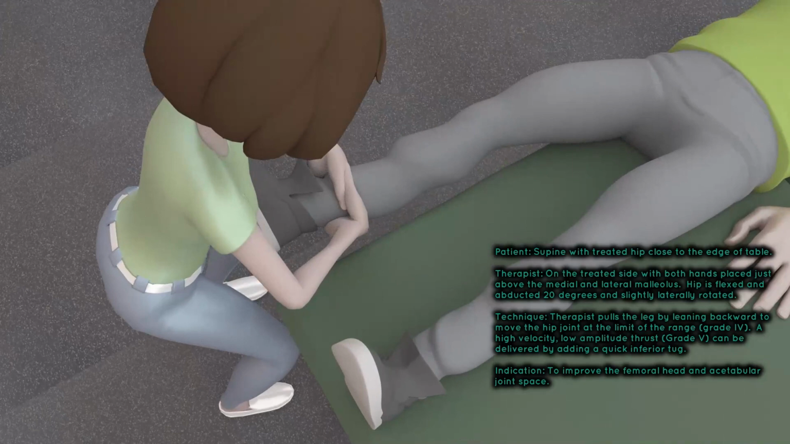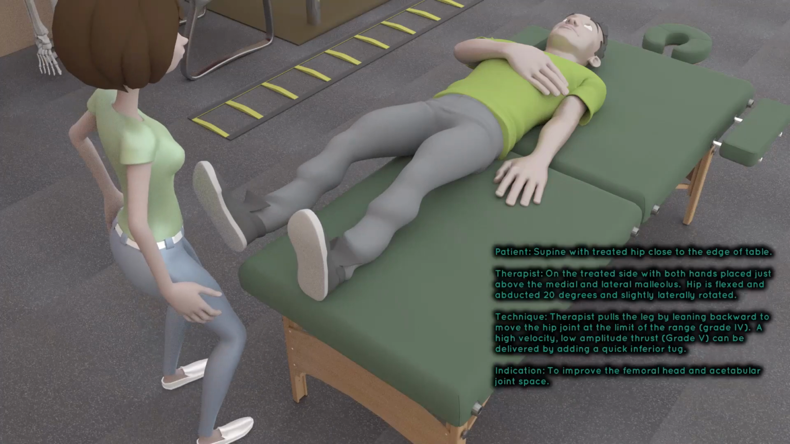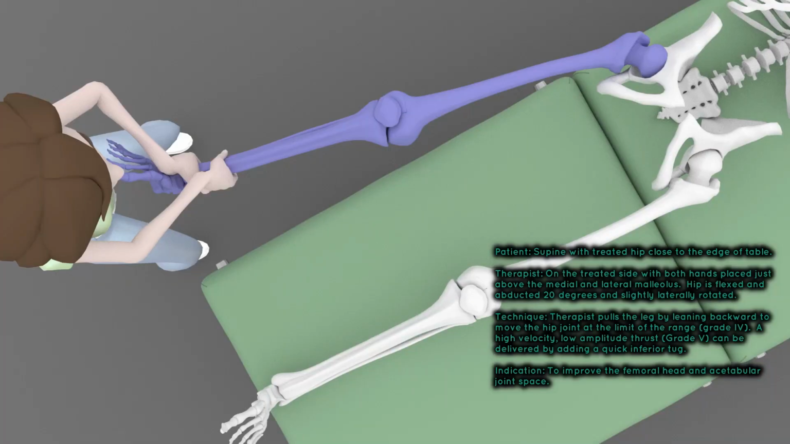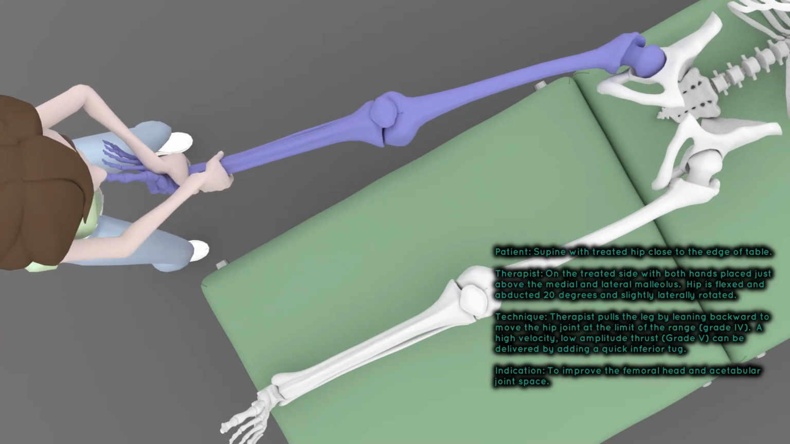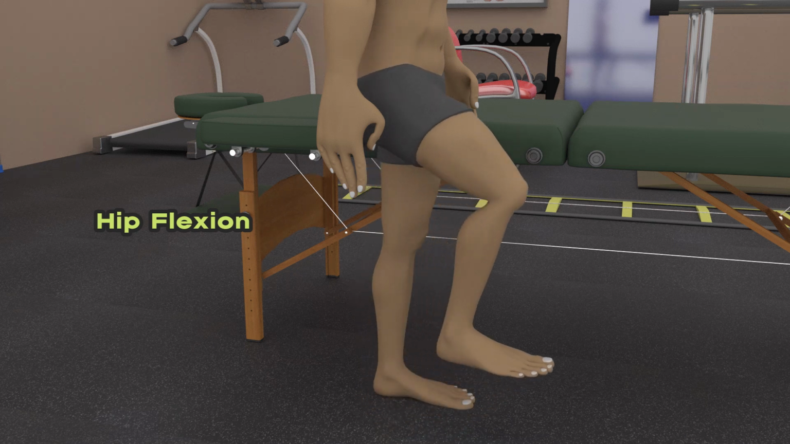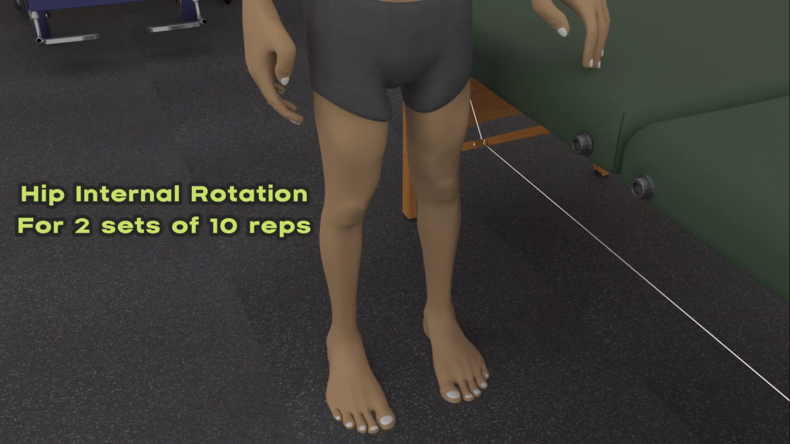From there, the hip is flexed and abducted 20 degrees with slight lateral rotation to assume the resting position of the hip. From there, the therapist pulls the leg by leaning backwards to move the hip to the limit of the range, and even a high velocity, low amplitude thrust can be delivered through a quick tug, which is grade 5. Once the mobilization techniques have been provided, the patient can be given hip flexion and internal rotation active range of motion exercises for home to retain motion.